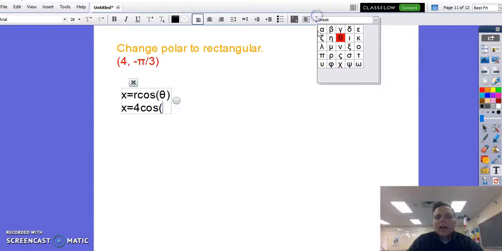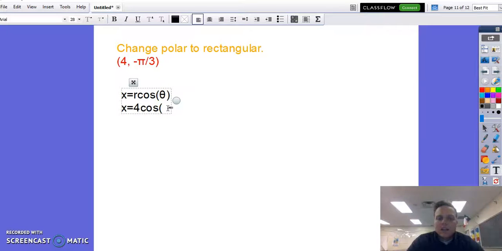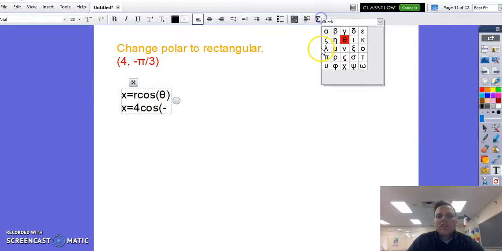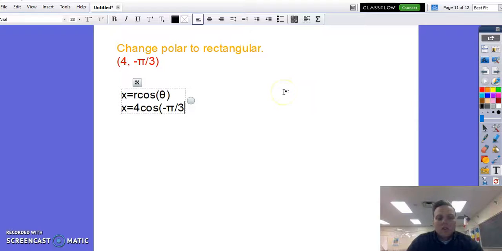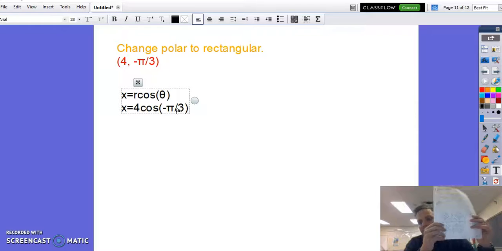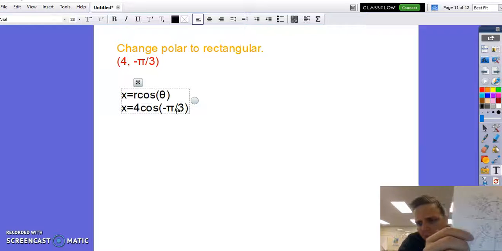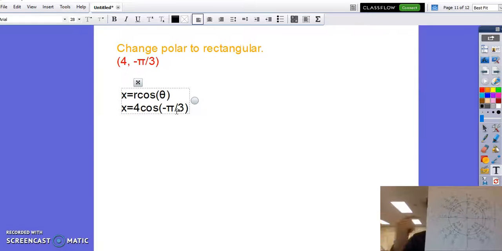But I do not want you to give me an approximate calculator value on this. I want you to think about, can I get this information off the unit circle? And the answer is yes. I know it's a negative angle, so you need to think about where negative pi over 3 would fall. Well, I happen to have my handy dandy chart here. I know it's really hard to see, and if you can't see it, that's okay. But I know that positive is counterclockwise, negative is clockwise.